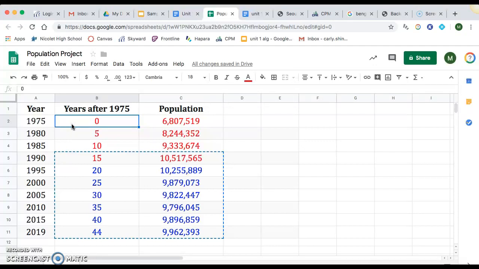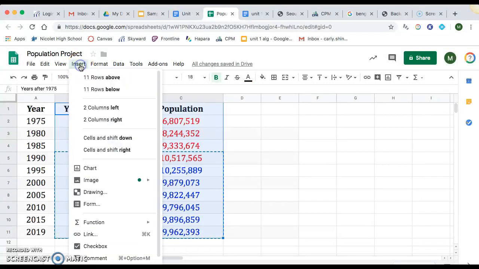So we don't really care about what was going on that long ago unless you are studying something that was happening that long ago. So I would urge you to make whatever your first year is, make that your year zero, and then go up from there. So this is 1975, this is 1980. So I just think about it as years after 1975.